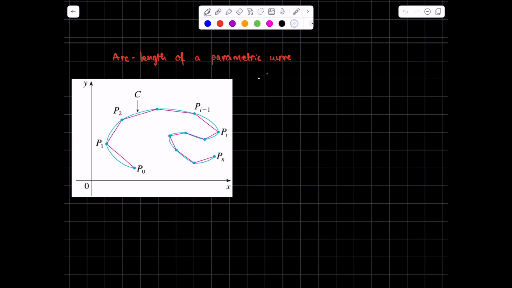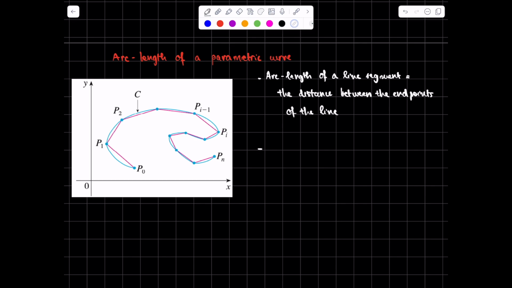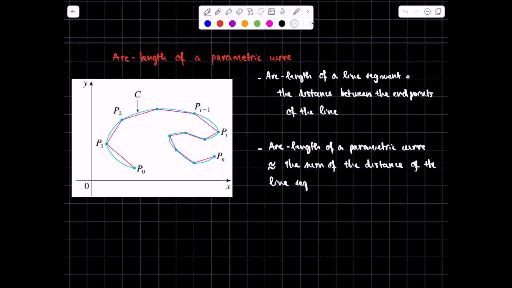So the arc length of a line segment is equal to the distance between the endpoints of the line, and the arc length of a parametric curve is approximately equal to the sum of the distances of the line segments on the arc of the curve.